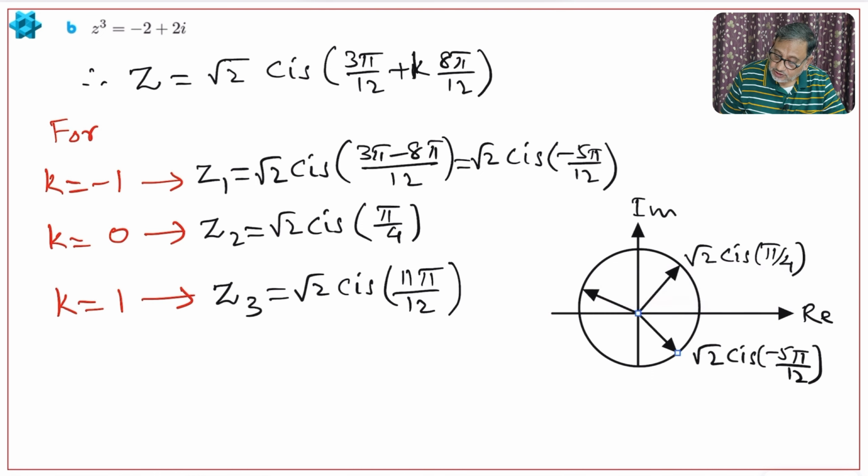me move this here. Yeah, now they are correct. So root 2 cis 11 pi by 12. So I hope you understood, they are equally spaced, you have to show them properly on the Argand diagram.